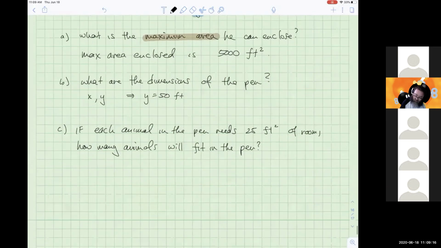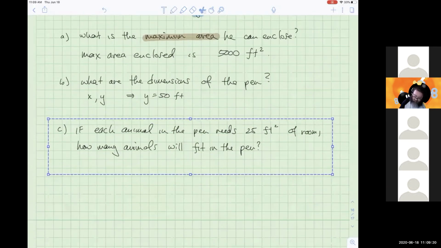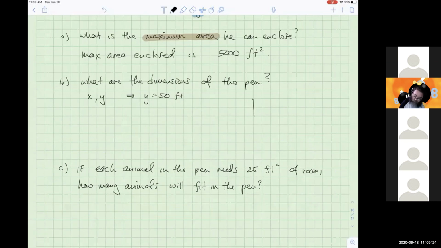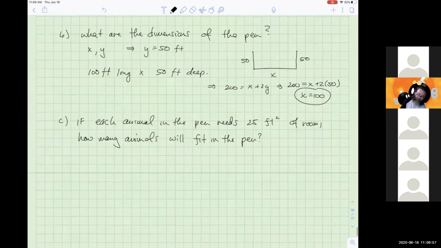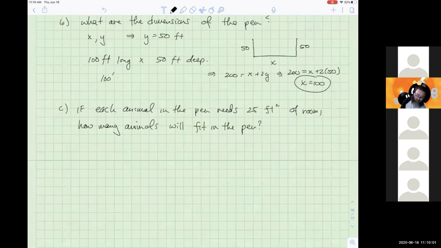Now, you can do this one of two ways, but if we use our secondary equation, or you can use basic geometry here, our pen was Y by X by Y. And if this is 50, this is 50, and this is X, and we know that 200 is equal to X plus 2Y. So 200 is equal to X plus 2 times 50. So X is equal to 100 feet. So the dimensions are 100 feet long by 50 feet deep, or 50 feet wide, or X equals 100, Y equals 50. That's probably the best way for you guys to describe it, though. Just give me the X and Y values.